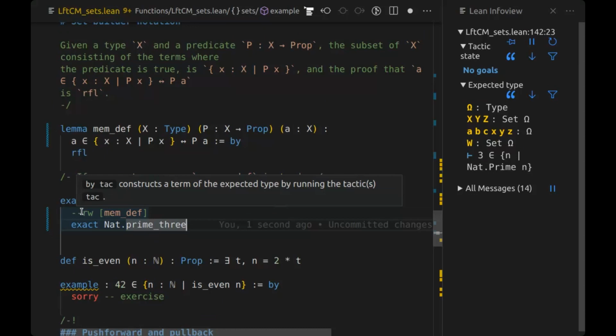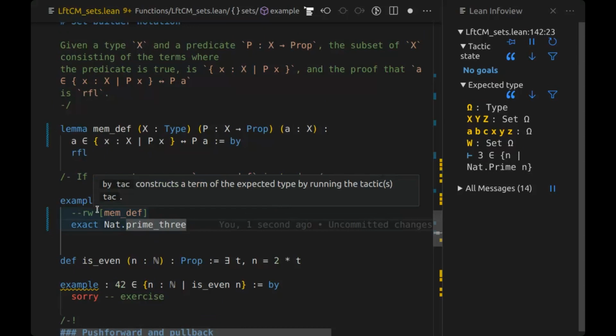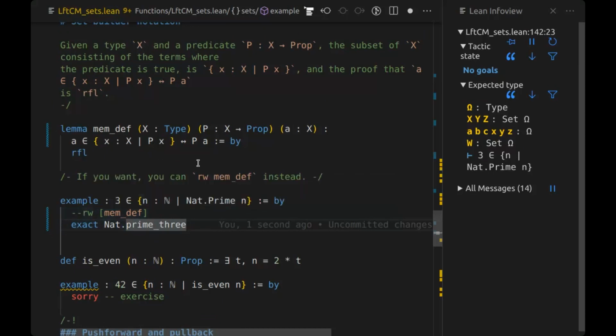Can you somehow see the definition if you don't know it? How do you look it up? Sorry, which definition? The definition of the set membership, because it's this complicated notation. It doesn't just have a name.